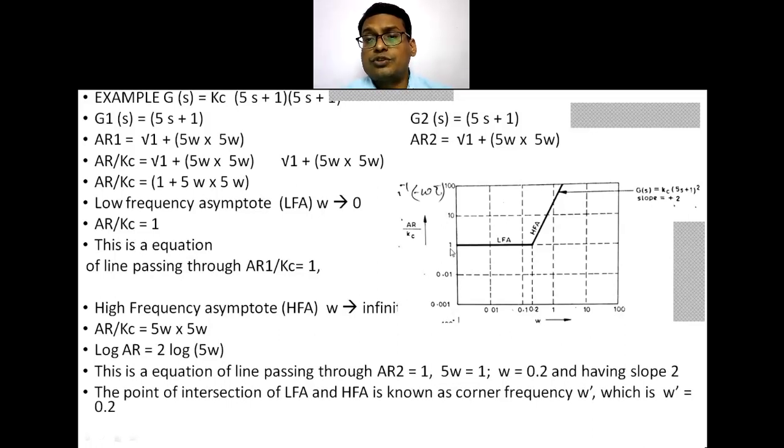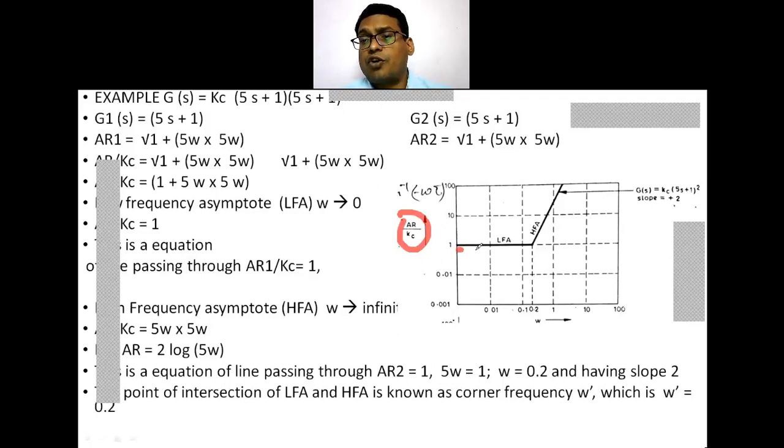So I am going to substitute this AR upon Kc, which is equal to 1. I will draw this low frequency asymptote value. The next is the high frequency asymptote value, where omega tends towards infinity. Substituting omega tends to infinity, that comes as 5 omega whole square. So AR upon Kc is equal to 5 omega whole square.